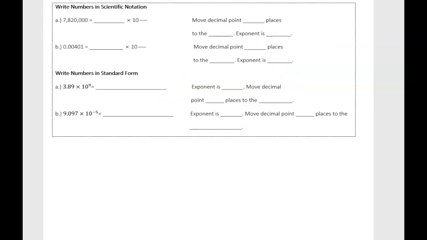All right, so if we had to write the number 7,820,000, we would write this as 7.82, and this would be times 10 to the 6th power. So we're moving the decimal 6 places to the left to get to that decimal point, so the exponent is 6. All right, when you have a really small number, we want the decimal to get moved to the right. So we want it to be between the 4 and the 0. So this would be 4.01 times 10, and this would be to the negative 3 power. We move it 3 places to the right. The exponent is negative 3.